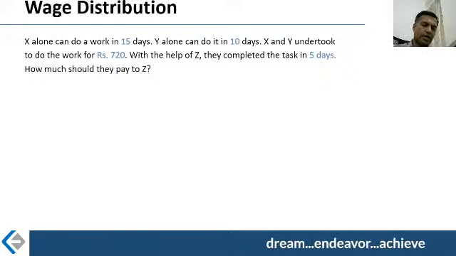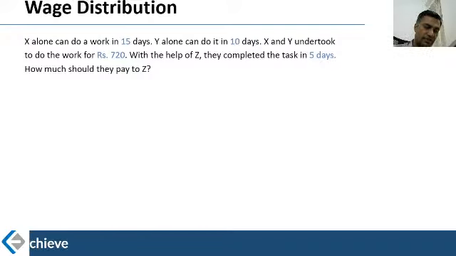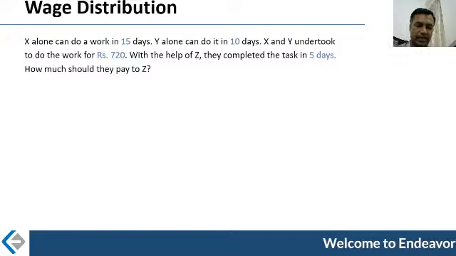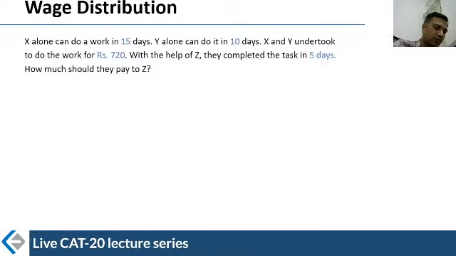X alone can do a work in 15 days. Y alone can do it in 10 days. X and Y undertook to do the work for 720. But with the help of Z, they completed the task in 5 days. Now, first X and Y started doing it. Then Z said, hey, I also want to join you. Fine, Z also joined. So the project was 720. Therefore, how much should they pay for Z? Right now, they together completed the job in 5 days. Let's understand how it was done.